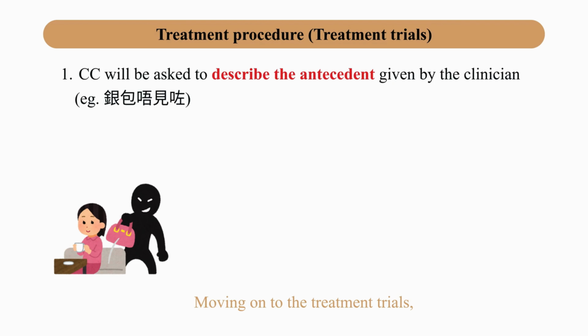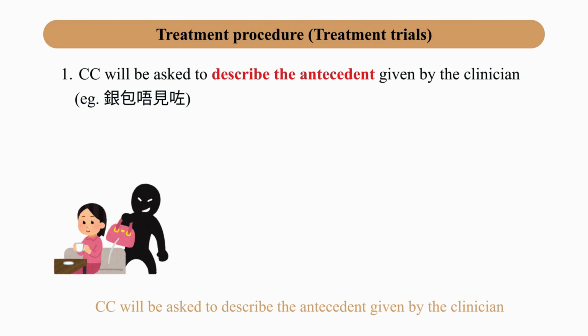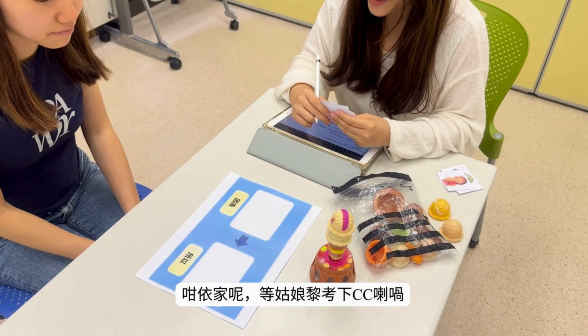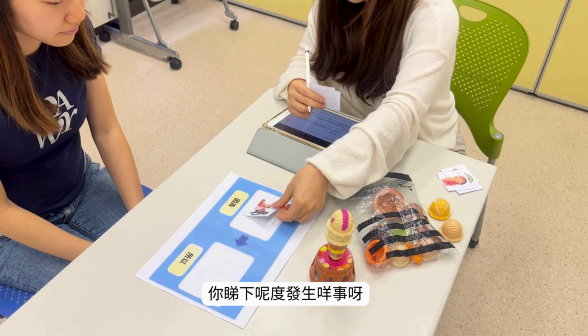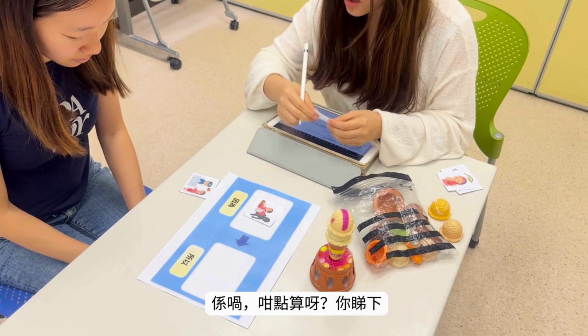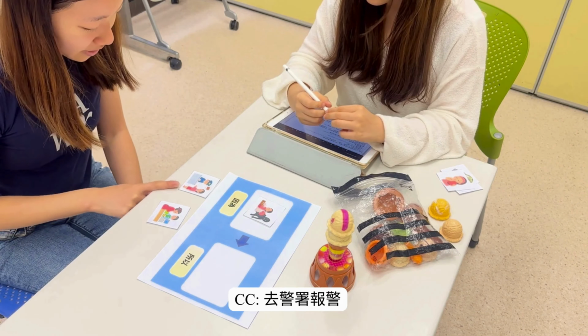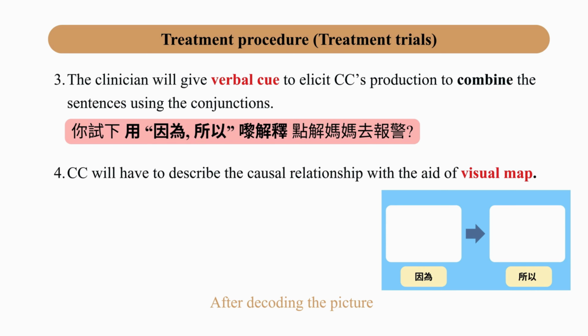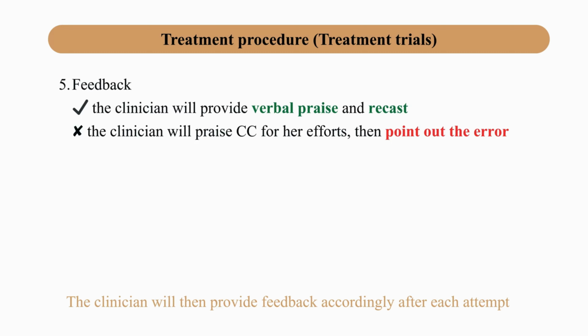Moving on to the treatment trials, CC will be asked to describe the antecedent given by the clinician, and then she will choose and describe the corresponding consequence. 咁而家咧，等姑娘嚟考下 CC 嘞喎，你睇下呢度發生咩事啊？媽媽個手袋俾人偷咗。係喎，咁點算啊？你睇下。去警署報警。哦，係喎，媽媽要去警署報警喎。After decoding the picture, the clinician will give verbal cue to elicit CC's production to combine the sentence using the conjunctions. CC will have to describe the causal relationship with the aid of visual map. The clinician will then provide feedback accordingly after each attempt.